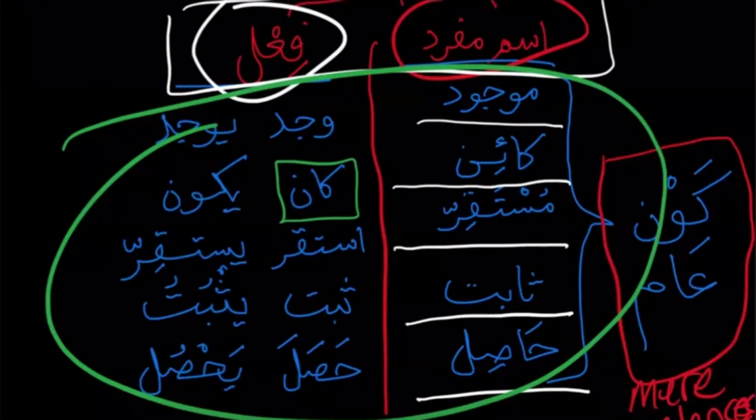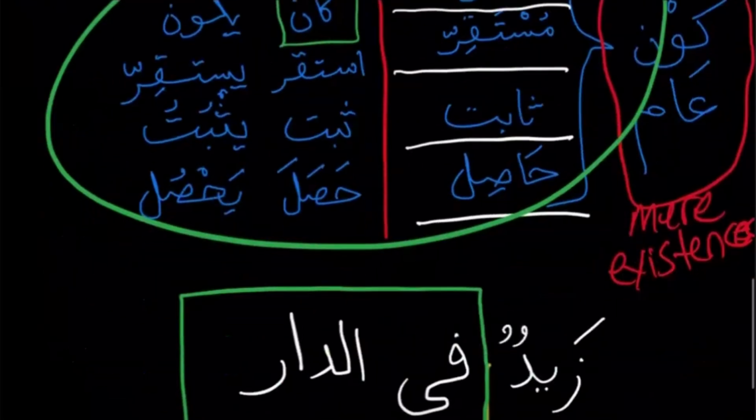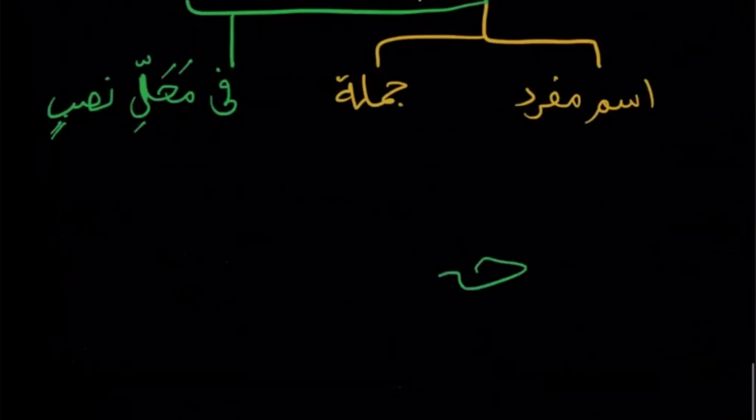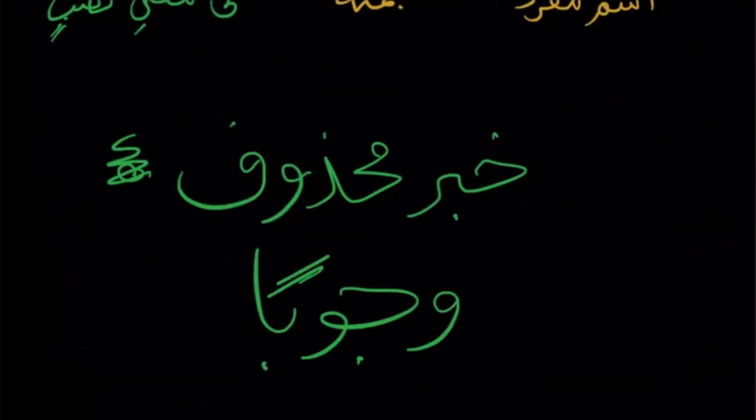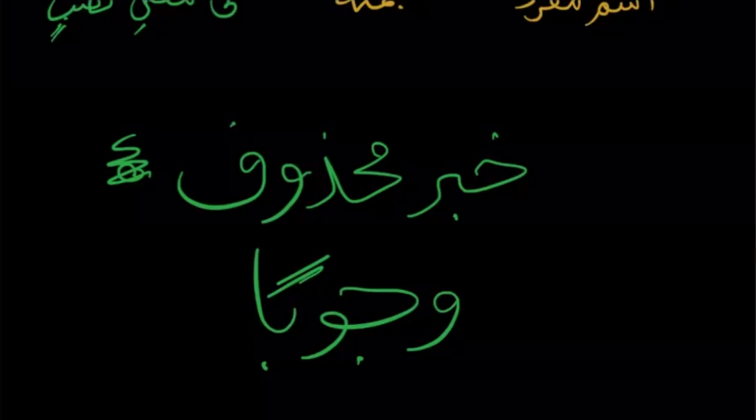This is khabar mahdhuf wujuban. Why is it wujuban? Because the taqdir itself is al-kawn al-am. Yani, it's a given. You don't have to say it. You're not supposed to say it. You don't say Zaydun mustaqirrun tahta shajara. Zaydun yastaqirru tahta shajara. Zaydun ka'inun tahta shajara. You don't say it.